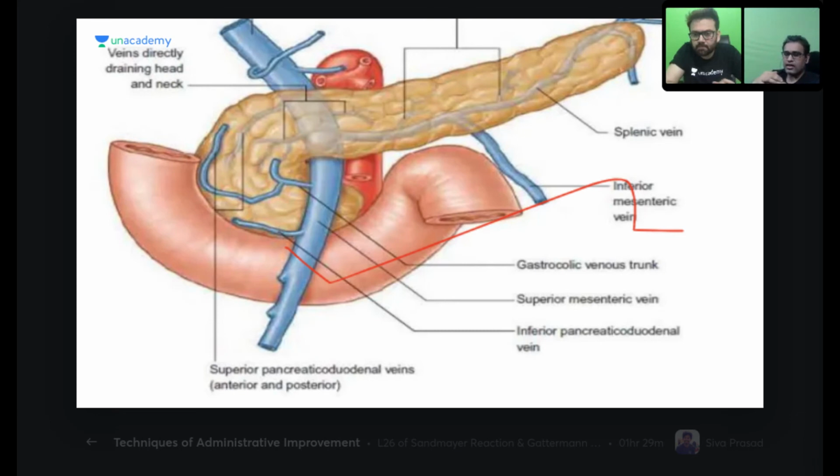But what are the various veins of the pancreas, and where do they drain? We have seen the inferior pancreaticoduodenal artery, anterior and posterior. So there will be inferior pancreaticoduodenal veins, anterior and posterior. In the same way, there would be superior pancreaticoduodenal veins, anterior and posterior. Now you have to remember that all these veins drain into the superior mesenteric vein, directly or indirectly, except one vein. So you have four veins: anterior and posterior superior pancreaticoduodenal, and anterior and posterior inferior pancreaticoduodenal.